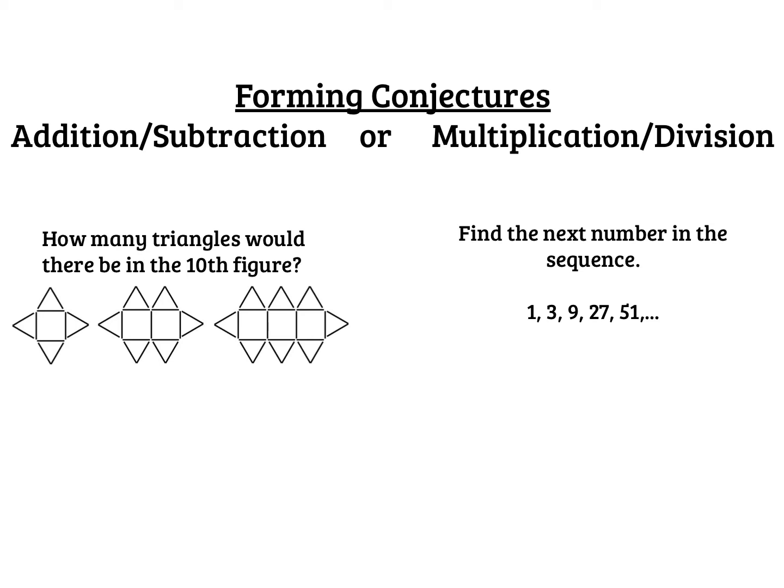So if you look at this first example, how many triangles would there be in the 10th figure? We have figure 1, figure 2, figure 3. If we keep going, right, the 10th figure would have how many triangles? Well, first, let's identify what we got. All right, I count the triangles in the first figure. I notice that there's 4. In the next one, we have 6. In the next figure, we have 8. What's happening every time? What's our pattern, right? Am I adding, subtracting, or am I multiplying and dividing? And if you think about it in this scenario, we're adding 2 every time.